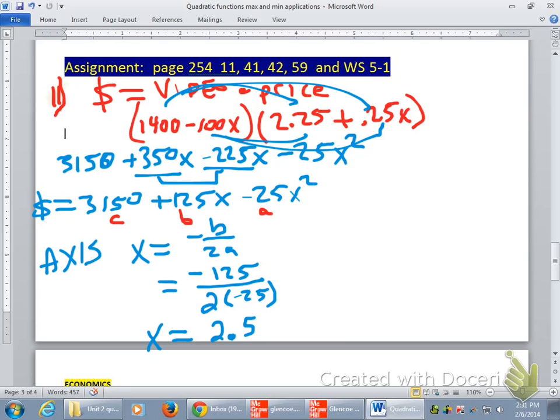What we got to remember is back up here, this was $2.25 plus 25 cents every... It's not every video. Every rent? It's every price increase. Every time I go up by 25 cents, I go down by 100 videos. So this is a price increase that makes the video rentals go down. So this 2.5 is my price increases. There's 2.5 price increases.